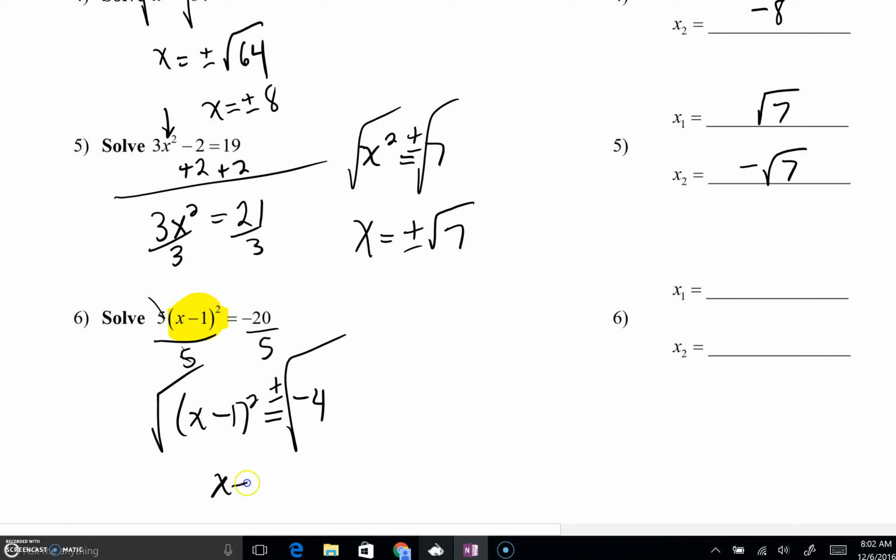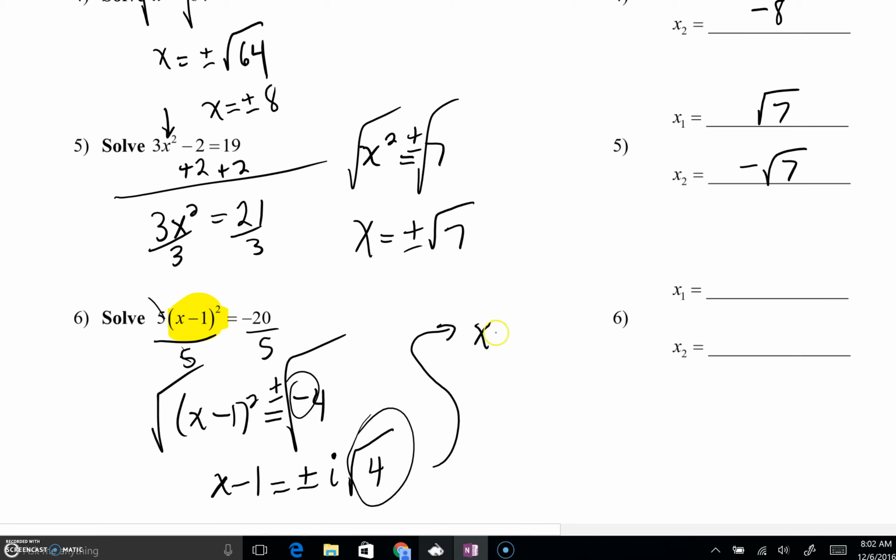I'll have x minus 1 is equal to plus or minus. Whenever we see a negative inside of a radical, square root that is, we can pull out an i to represent an imaginary number. And the square root of 4 is actually a 2. So we'll have x minus 1 is equal to plus or minus. Now I'm going to put the 2 in front of the i.